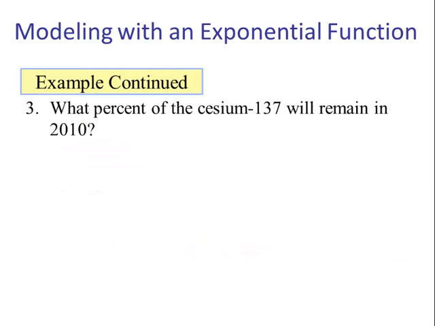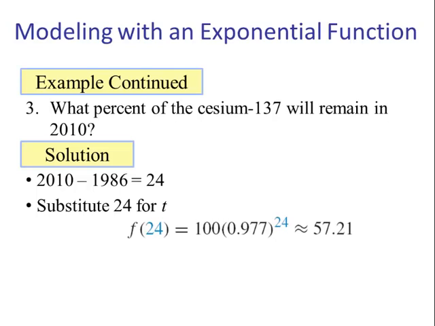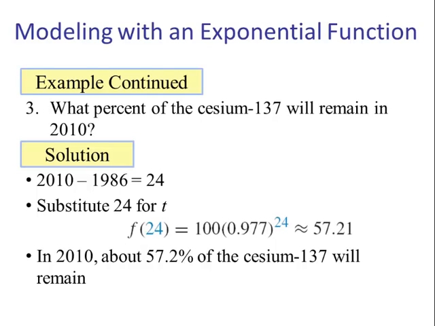Number 3, what percent of cesium-137 will remain in 2010? Solution: 2010 means that T is 24. Substituting that value in, we get 57.21. So in 2010, about 57.2% of cesium-137 will remain.